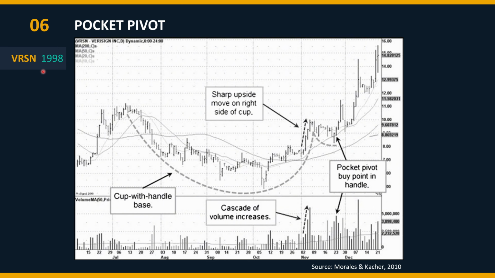VRSN 1998. This is one of the most classic examples in the Morales and Kacher book. The stock formed a cup with handle pattern throughout the summer of 1998. Heavy volume, a string of consecutive up volume days, appeared at the cup bottom, confirming institutional accumulation. Pocket pivot appeared within the handle. Price bounced off the MA area with volume exceeding the highest down day. This is a pocket pivot within the handle before the official breakout.